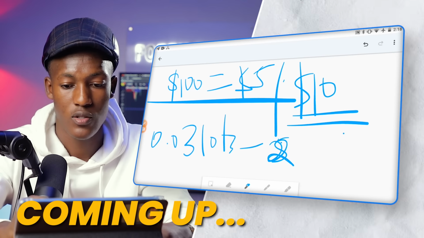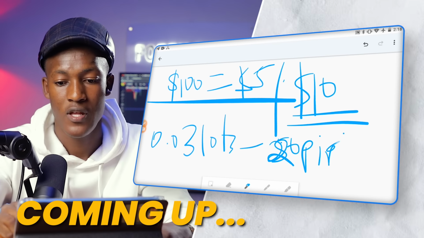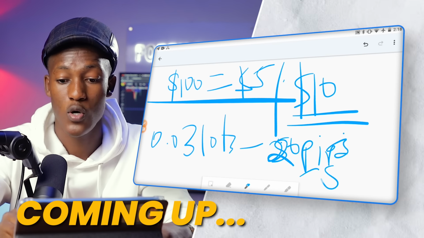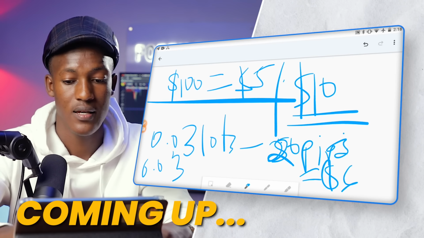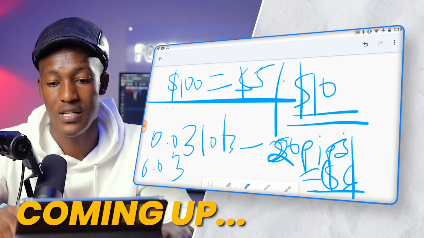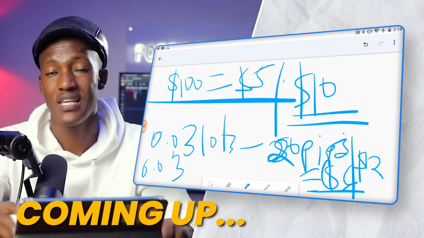When you make, let's say, 20 pips, that's about $6 on the table. And now let's say you opened up 2 trades, you have $12 on the table already. So you see how important this is? Now, I clearly understand that most traders struggle a lot with small accounts.